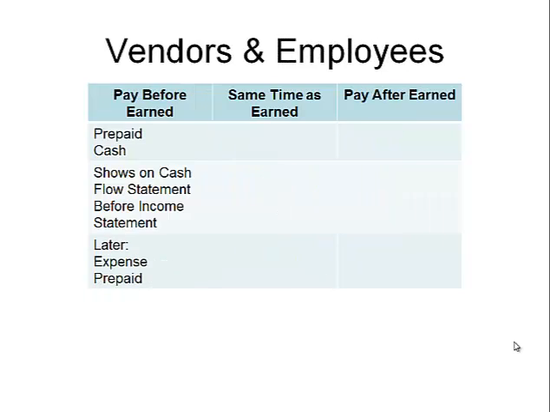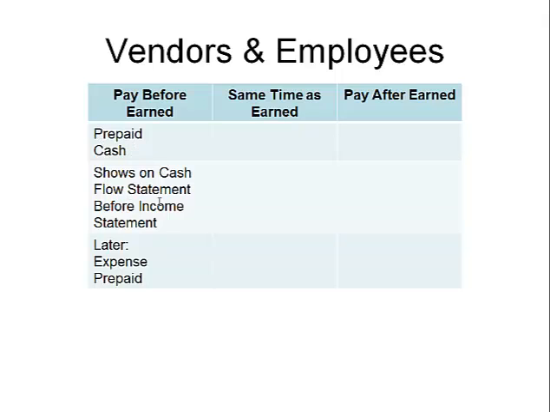Let's try the same logic for vendors and employees. When you pay a vendor, let's say State Farm, for the insurance policy for the year, you record that you've prepaid the insurance policy when you write the check. But you don't record the expense until it's used up, until that month has expired. If you cancel the policy in the middle, you notify State Farm, they'll give you your cash back. So until it's used up, it is still a prepaid asset.